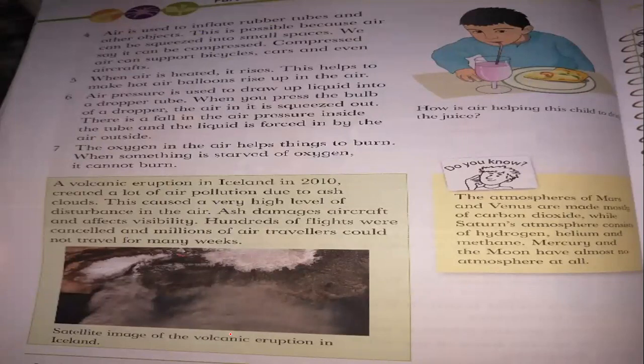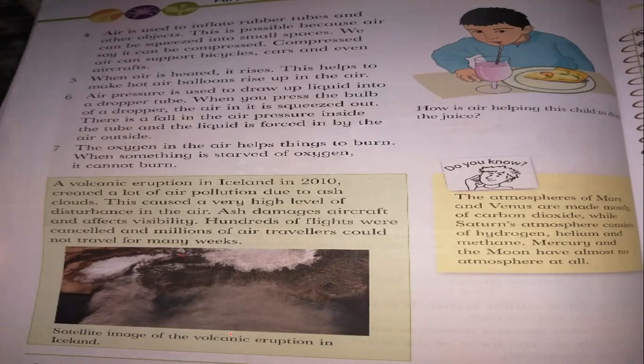Air pressure is used to draw up liquid into a dropper tube. When you press the bulb of a dropper, the air in it is squeezed out. There is a fall in the air pressure inside the tube and the liquid is forced in by the air outside. The oxygen in the air helps things to burn. When something is starved of oxygen, it cannot burn.